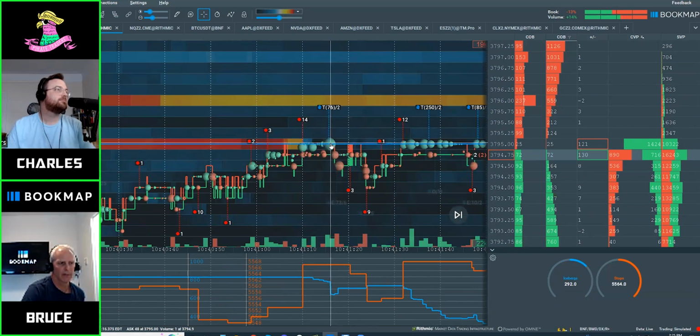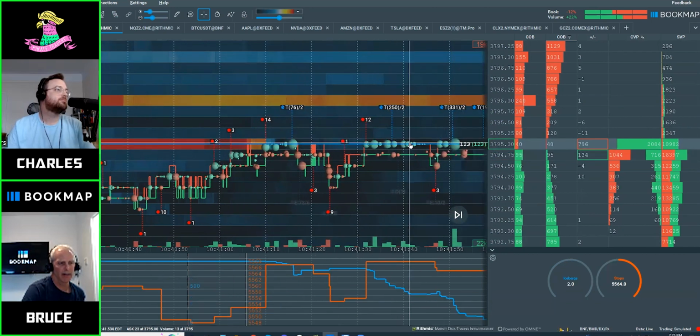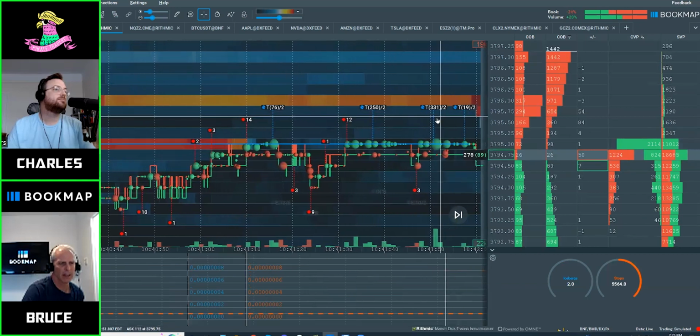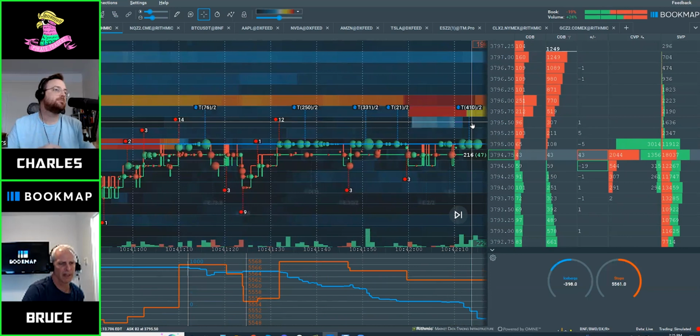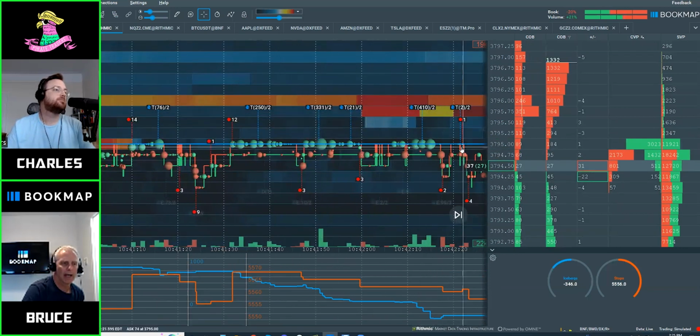The green dots, these are aggressive market buy orders. However, look at all these buyers in here. Look what's on the offer here, only 40 contracts. Yet here's 250, here's 331, here's 121, here's 153, 410. Why aren't they able to lift it up into some of these higher levels here? Because there's someone on the other side using an iceberg order to absorb all of this buying.